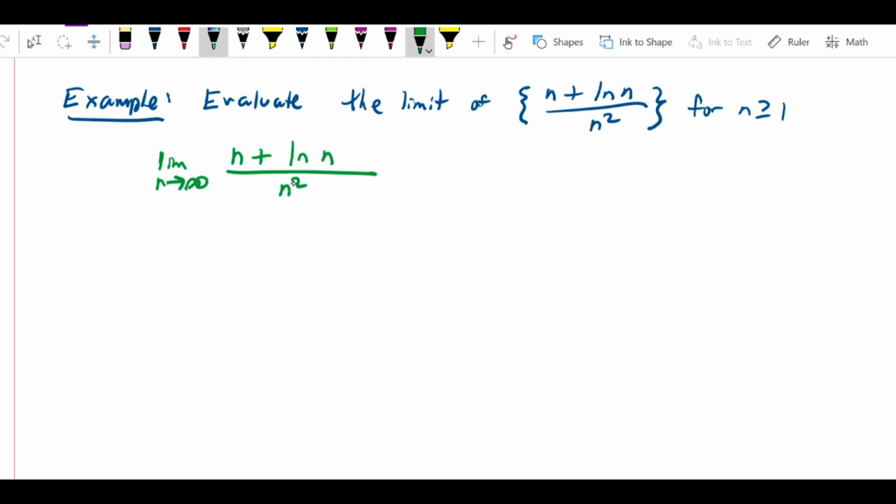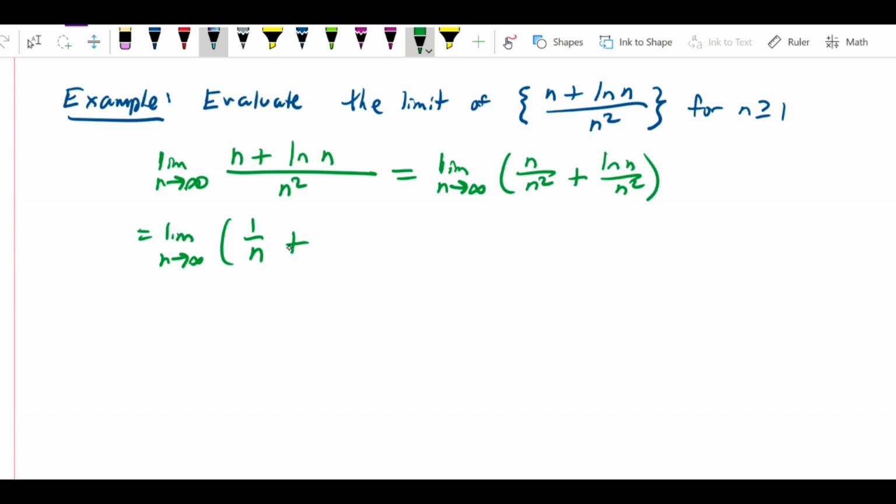So here, first of all, let's use some of the limit rules that we know. This is equal to the limit as n approaches infinity of n over n squared plus ln n over n squared. And of course that's going to equal the limit as n approaches infinity of 1 over n plus ln n over n squared. Now, we can easily see that this limit approaches 0.